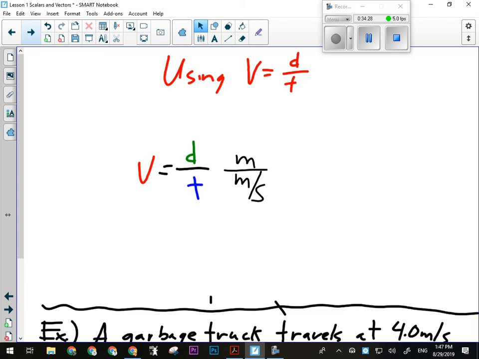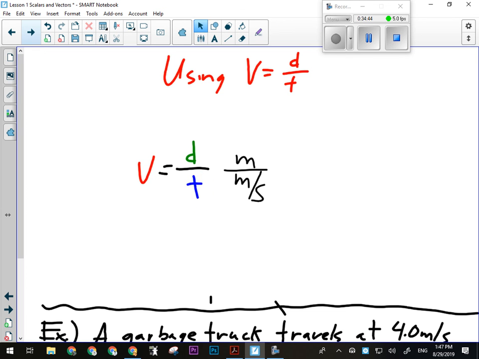So let's say I want to solve for d. What do I have to do with t? Right, multiply both sides by t. So we end up with this. If you want to move something, do the opposite. What you do to one side, you do to the other. Those are the simple rules of algebra.